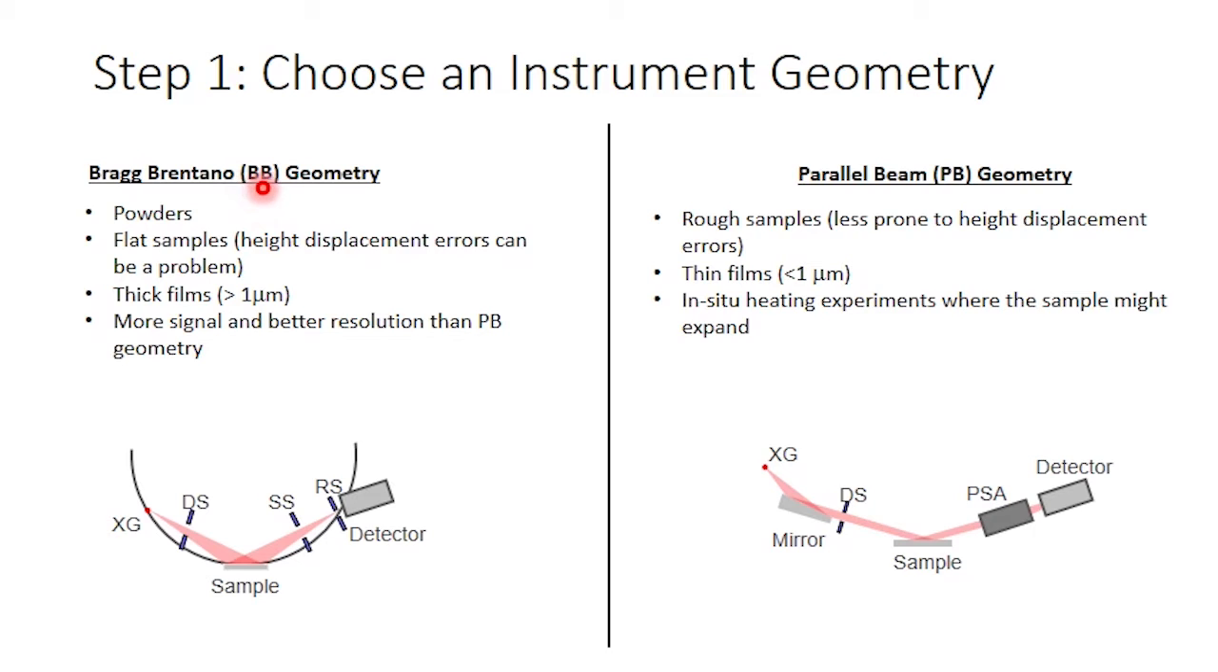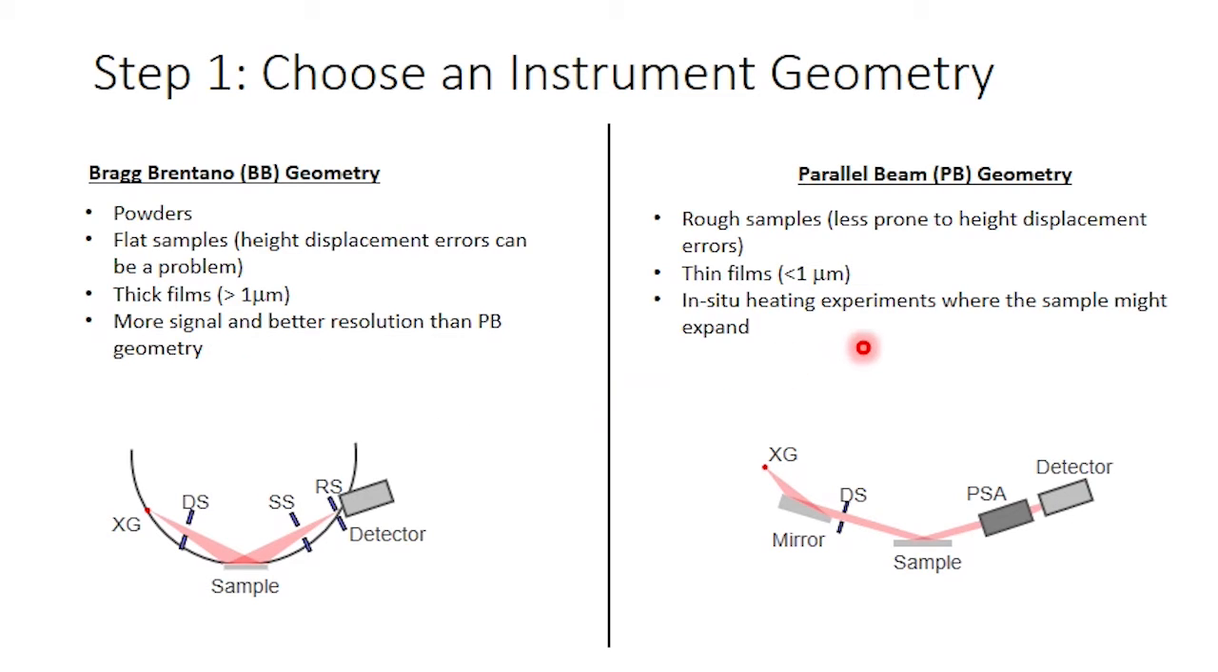And the Bragg-Brentano geometry is especially prone to those types of errors. So flat samples, on the order of a micron or so flat, are going to work well for Bragg-Brentano. If your sample is really rough, on the order of hundreds of microns, then maybe Bragg-Brentano is not the best geometry for you. Bragg-Brentano is also good for thick films, and it's going to give you more signal and better resolution than other geometries. So if you can use it, you should.